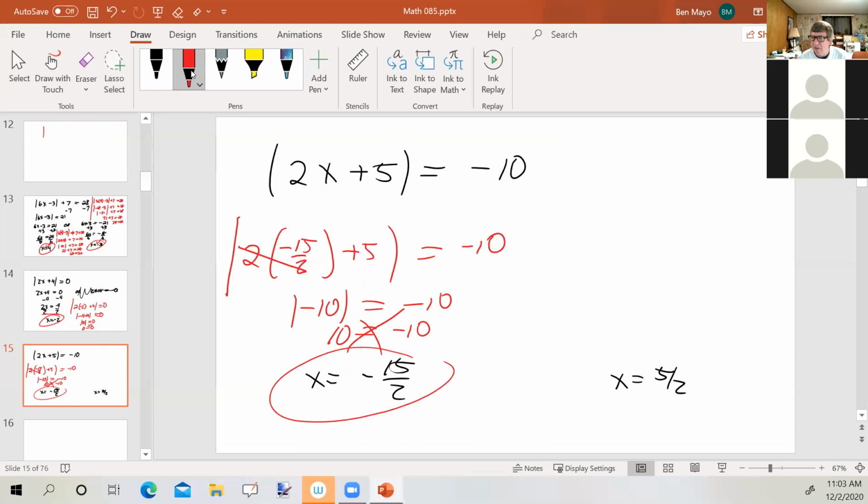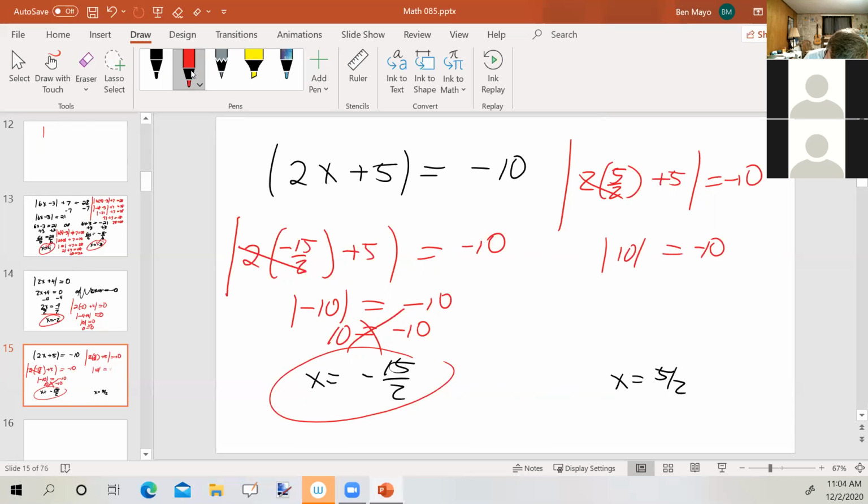Yeah, and I think in WebAssign, it kind of goes through and gives you instructions to find the solutions and then tell whether they're correct or not. And then let's use 5 halves. The absolute value of 2 times 5 halves plus 5 equals -10. We get the absolute value of 10 equals -10. 10 equals -10. That doesn't work either. So there's no solution. Now, again, I think in WebAssign, they actually have you identify those solutions and then say that they don't work.